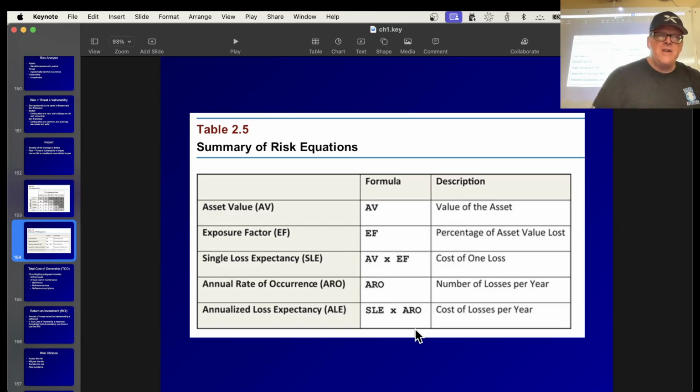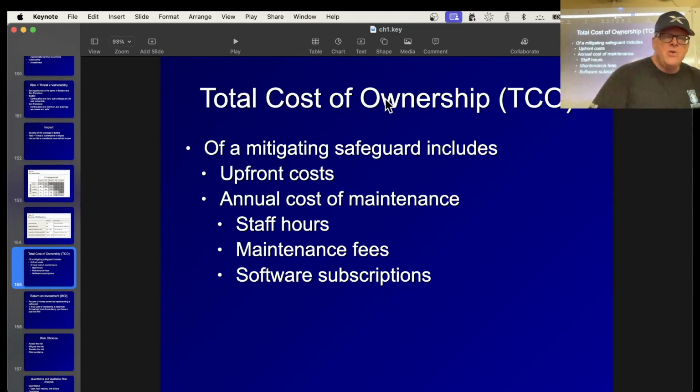And then you can compare that to how much a countermeasure would cost, like insurance, and decide whether it's worth purchasing or not. So total cost of ownership, something Microsoft likes to talk about, but it also applies to mitigating safeguards. If you decide to implement something like two-factor authentication, that's going to cost you money to implement it, and it's going to cost you maintenance. More people calling in for password resets and so on.